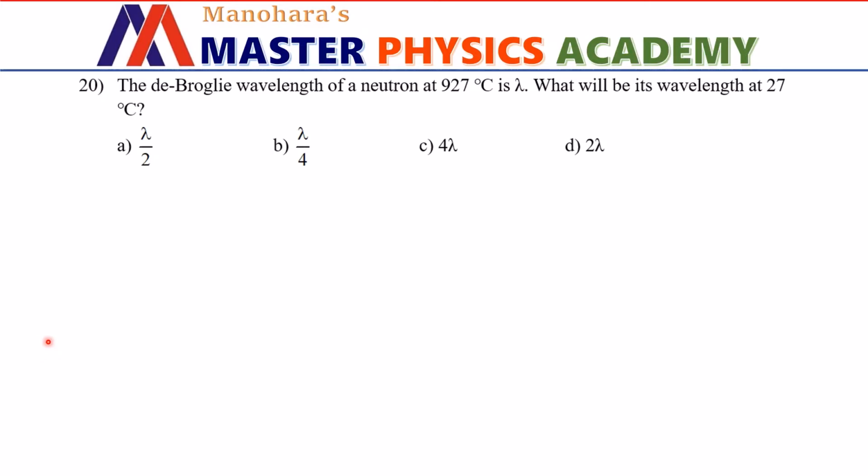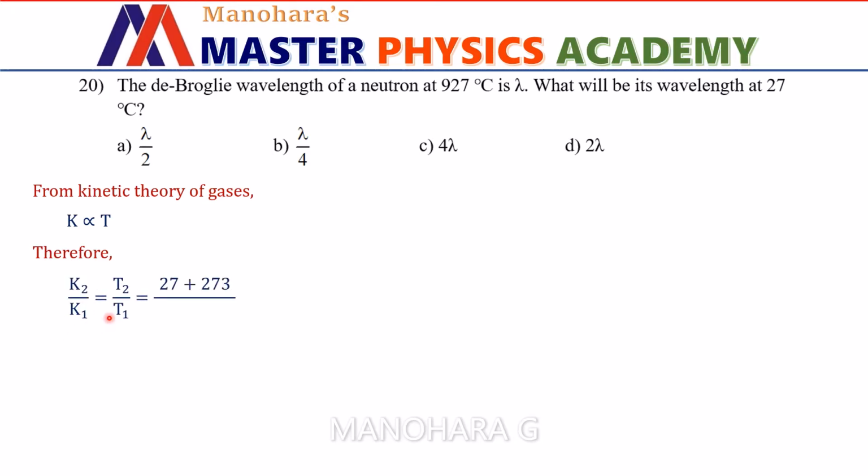The de Broglie wavelength of a neutron at 927 degrees Celsius is lambda. What will be its wavelength at 27 degrees Celsius? According to the kinetic theory of gases, the kinetic energy is directly proportional to the absolute temperature of the particle. Here, the ratio of kinetic energy is equal to the ratio of the absolute temperature of the body. But remember, the temperature should be in Kelvin. So, converting the temperature into Kelvin scale and solving, we will get K2 by K1 equals 1 by 4.